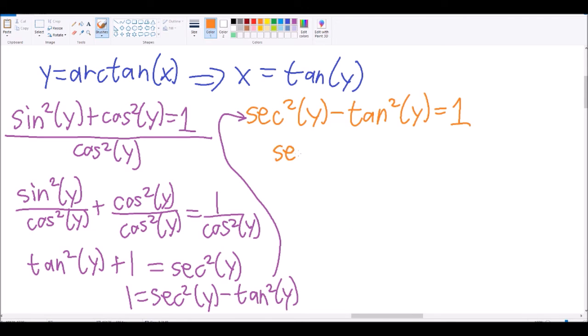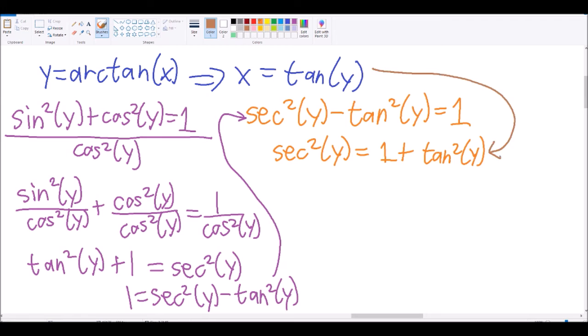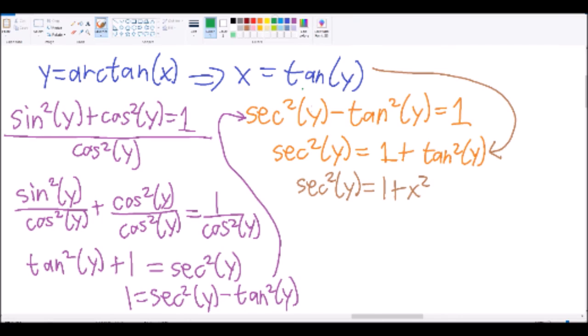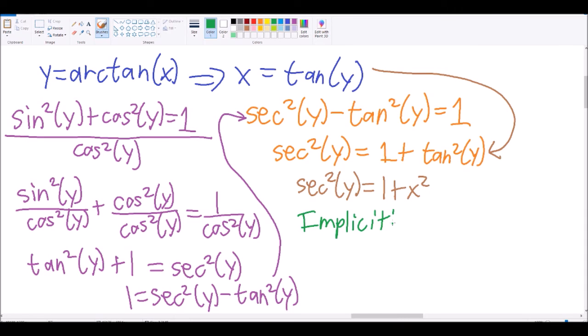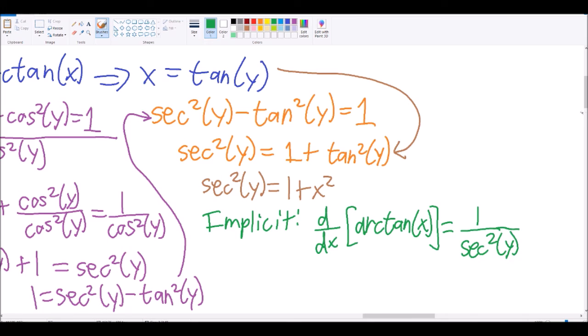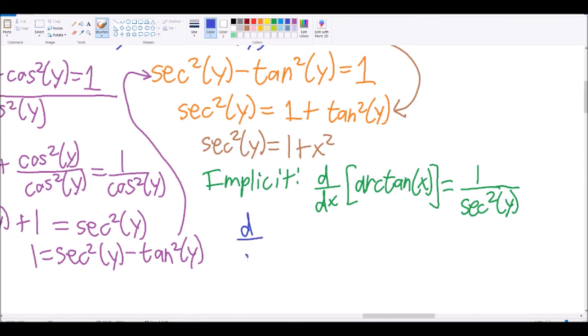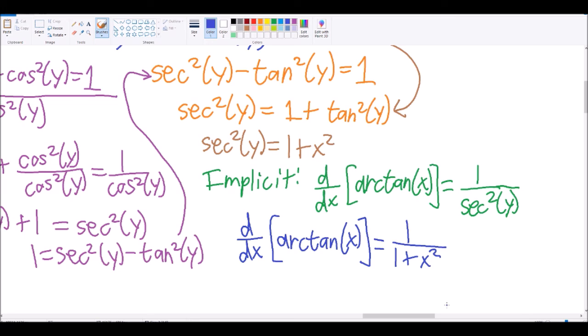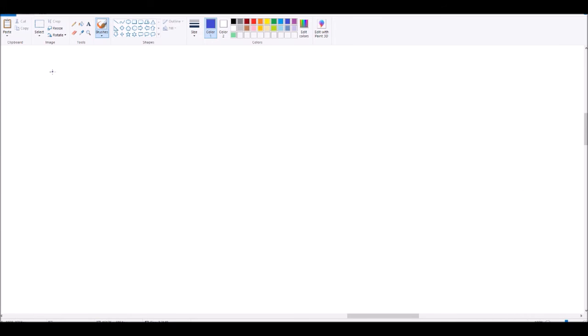Rearranging slightly gets secant squared of y equals 1 plus tangent squared of y, which further gets us secant squared of y equals 1 plus x squared, because we said that x equals tangent of y. The implicit differentiation part tells us that the derivative of arc tangent of x is 1 over secant squared of y. And putting it all together, we get that the derivative of arc tangent of x is 1 over 1 plus x squared. We can do this for arc secant as well.